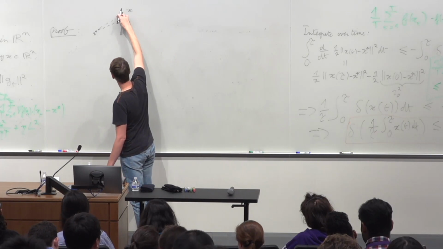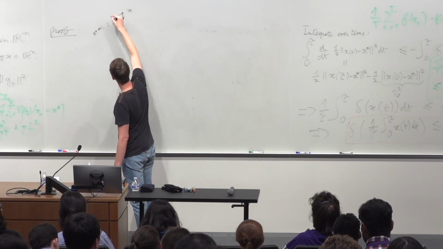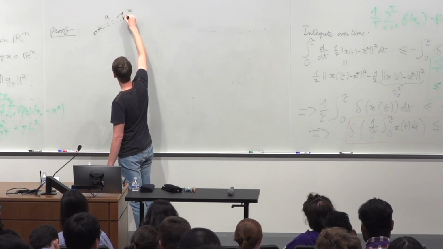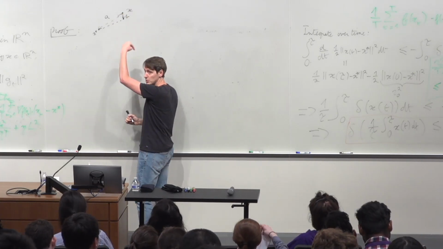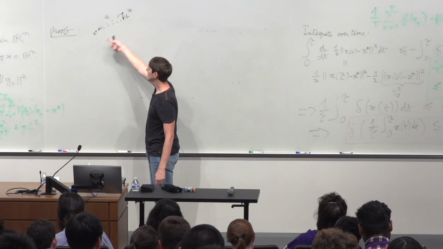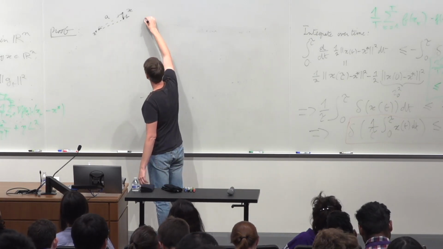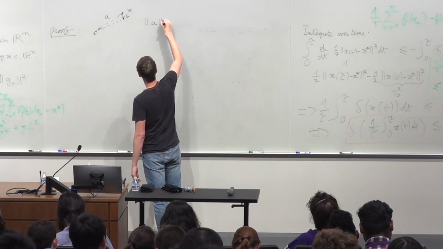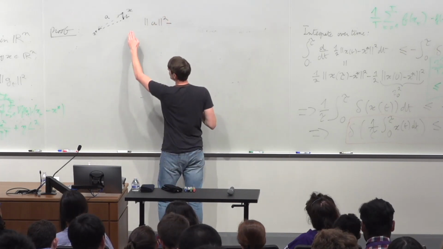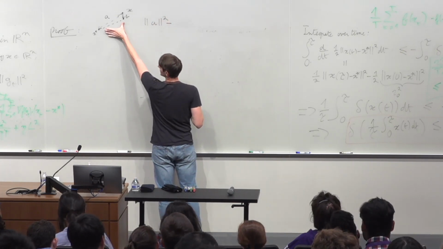Okay, so let me write an inequality. If this vector is A and this vector is B, you would like to go in the direction A, but you went in the direction B. How much does the potential decrease? So what was my potential? This distance was the norm of A squared. Now, my new potential is the norm of this gradient squared.